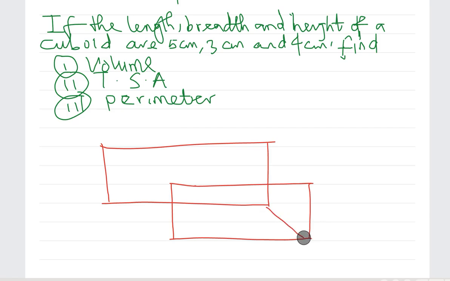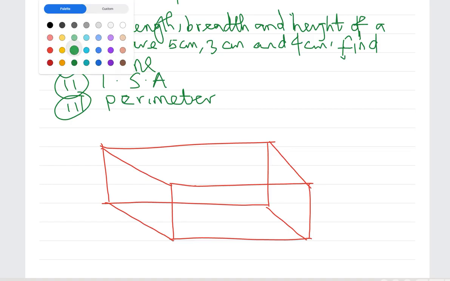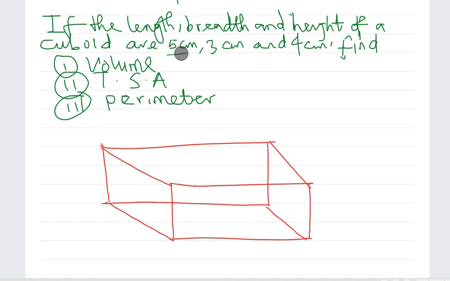Very good. You can see that this is a complete cuboid now. So they say the length. The question says the length is how many? 5 centimeters. So this is 5 centimeter. The breadth is 3 centimeter, and then the height is 4 centimeter.